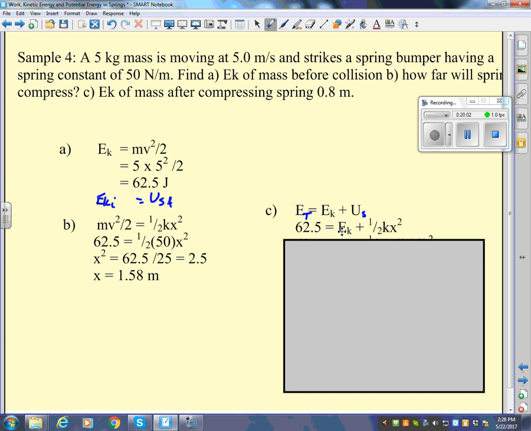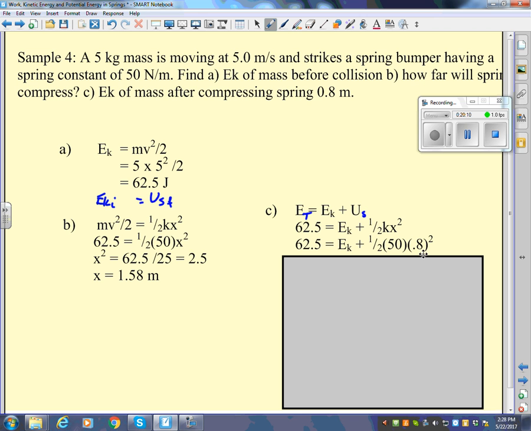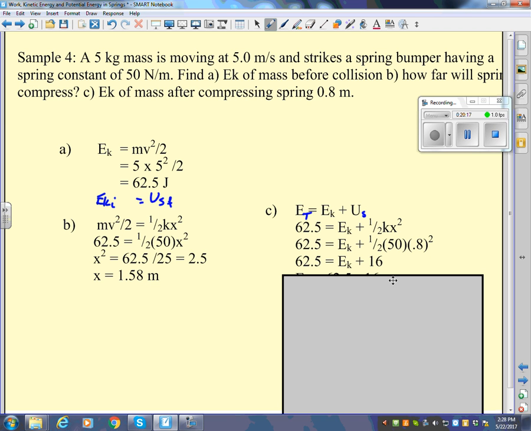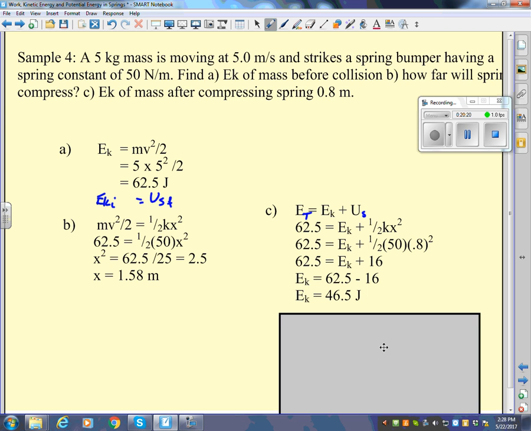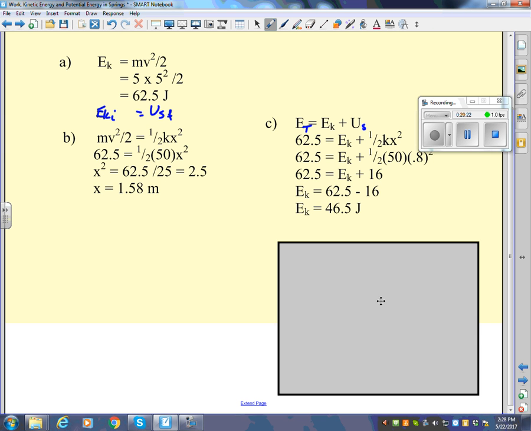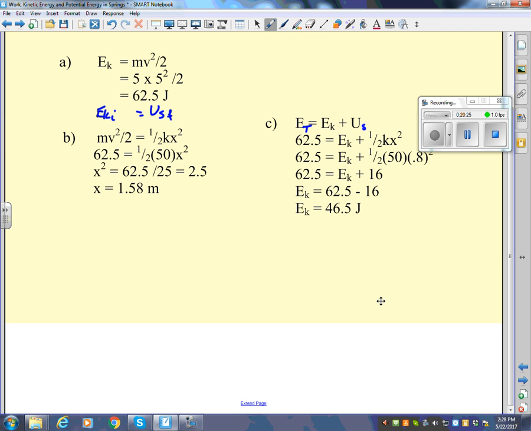We're going to solve for EK. The spring energy formula is 1/2 kx squared. We know the distance is 0.8. So I'm going to plug in my 0.8 and my 50 for my k value. I'm going to find out what that number is over on the right there. It's 16. And then take it to the side and subtract, and you get a kinetic energy of 46.5 joules. Now, if the question asked you how fast it was going, you would use mv squared over 2, put that 46.5 in for the EK, and you would solve for v. Relatively straightforward. You should be able to do that.